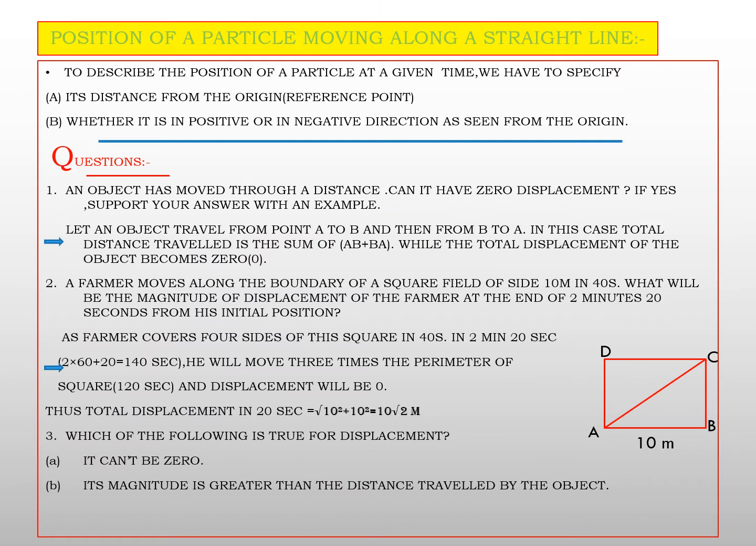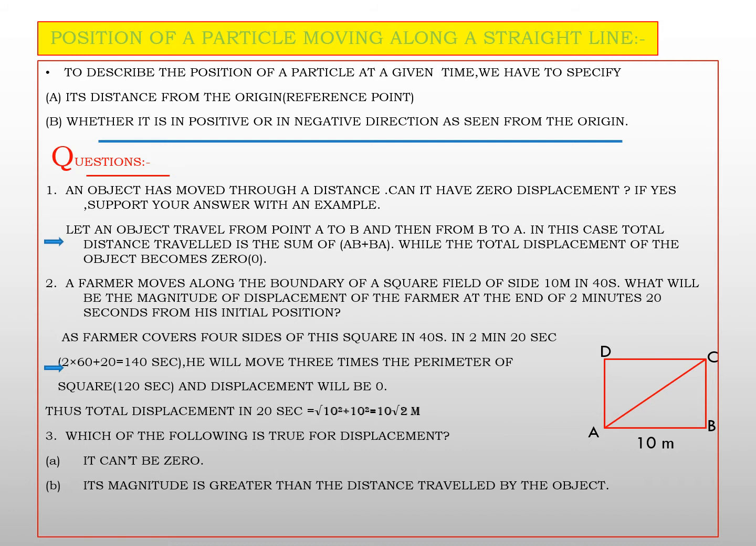Position of a particle moving along a straight line. To describe the position of a particle at a given time, we have to specify first its distance from the origin or reference point, and whether it is in the positive or negative direction as seen from the origin or reference point.